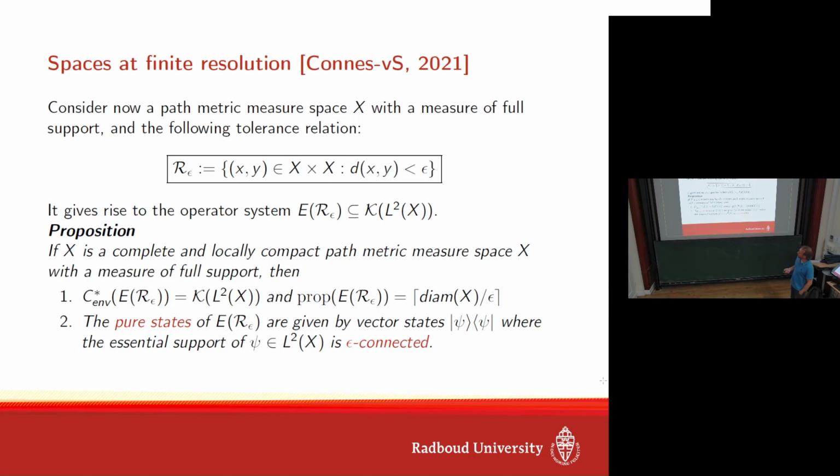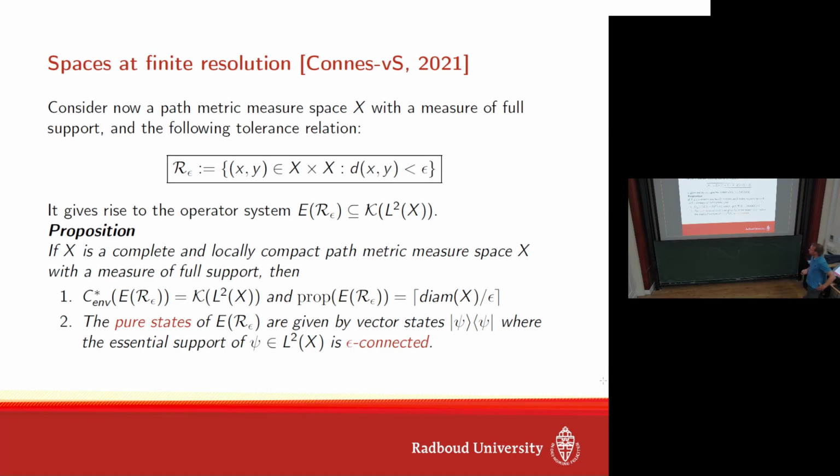Do you assume that X has finite diameter? No, not necessarily. If it's not, then it's infinite. Yeah, but then, for instance, you have this Roe algebra, which is smaller than all compact. Ah, okay. So this thing would fit inside there. The Roe algebra is larger.